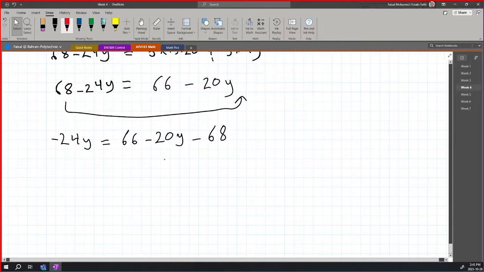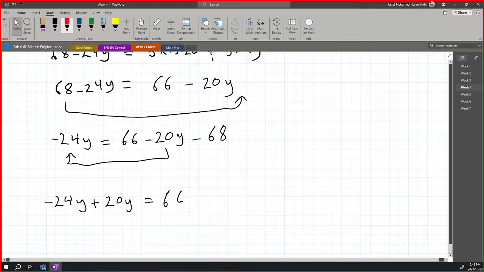Now we take the y terms to the other side. Here it's minus 24y, and the minus 20y becomes plus 20y on the other side, equal to 66 minus 68. So minus 24y plus 20y equals minus 4y, which is equal to 66 minus 68, which is minus 4. Minus 4y is equal to minus 4, so y is equal to 1.